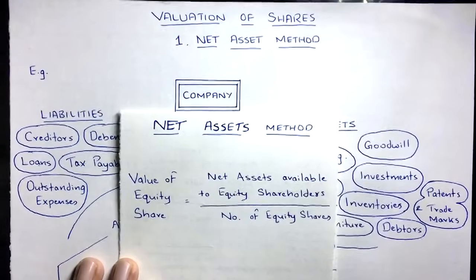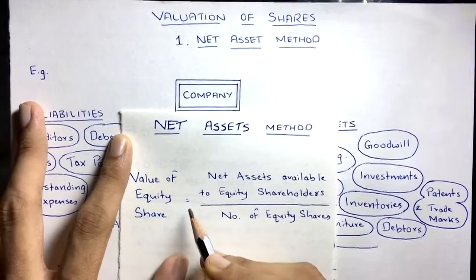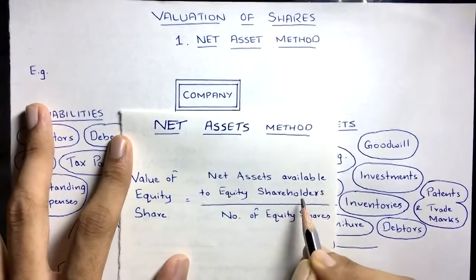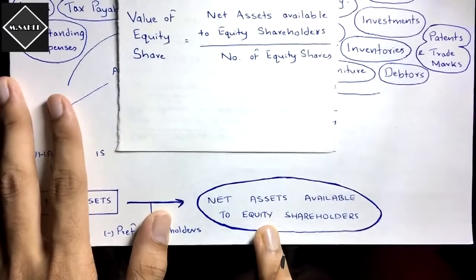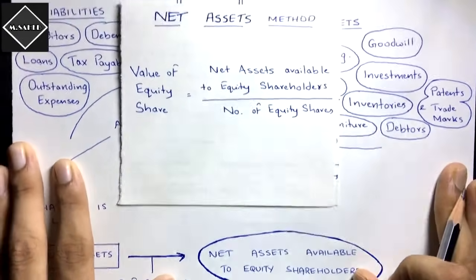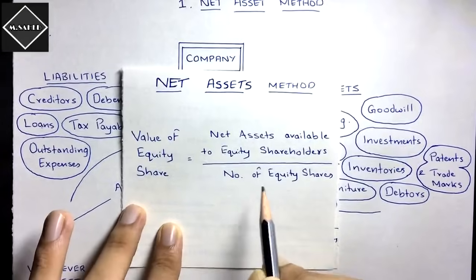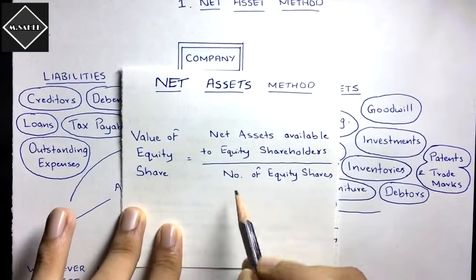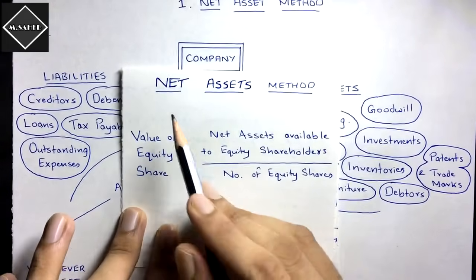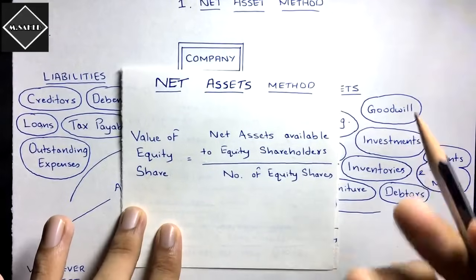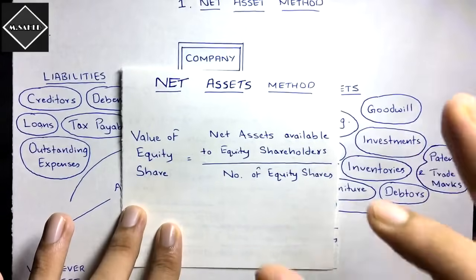Now here is the formula of the net asset method. See how simple it is. To calculate the value of an equity share, first we take the pure net assets available to equity shareholders. We saw how to calculate this. So we take net assets available to equity shareholders only, and we divide it by the number of equity shares, and then immediately you get the value of an equity share under the net asset method. See how simple it is. It is very simple, right?